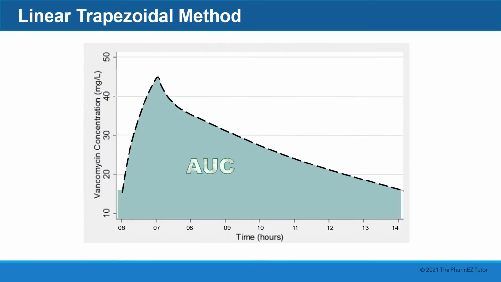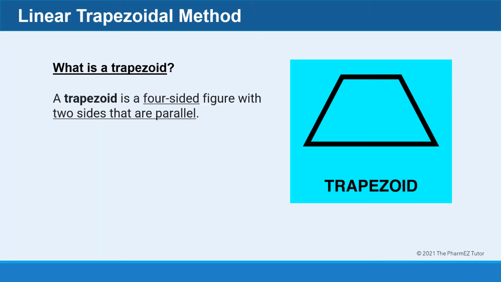Here's the concentration time profile of a vancomycin dose given at steady state. The dose is infused over 1 hour, and the drug undergoes alpha distribution over the following 1 hour, followed by beta elimination. The goal is to measure the area under the curve, or AUC, that's represented in the green color. You might be wondering, what's a trapezoid? A trapezoid is a four-sided figure with two sides that are parallel.